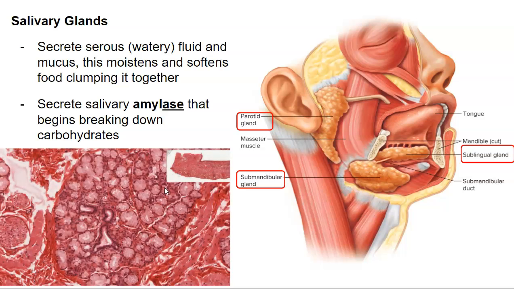This is a micrograph of a salivary gland. This is like the glandular tissue here. This is a type of epithelium. And then we also have ducts. Some of these ducts might be simple cuboidal or even maybe stratified cuboidal.